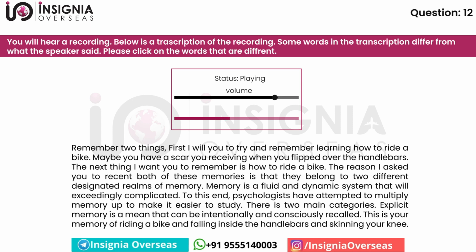Memory is a fluid and dynamic system that is exceedingly complicated. To this end, psychologists have attempted to divide memory up to make it easier to study. There are two main categories. Explicit memory is a memory that can be intentionally and consciously recalled. This is your memory of riding a bike and falling over the handlebars and skinning your knee.